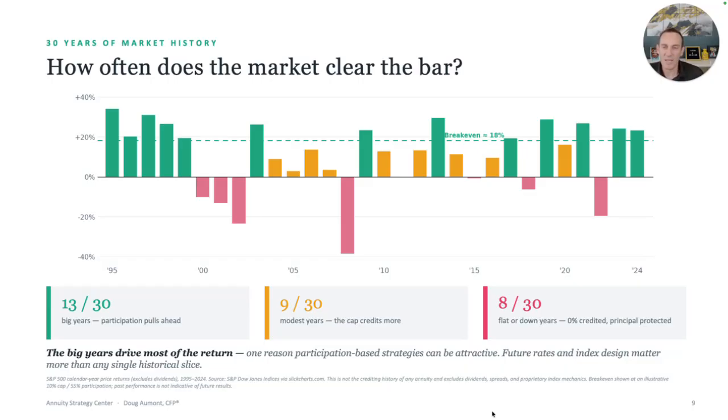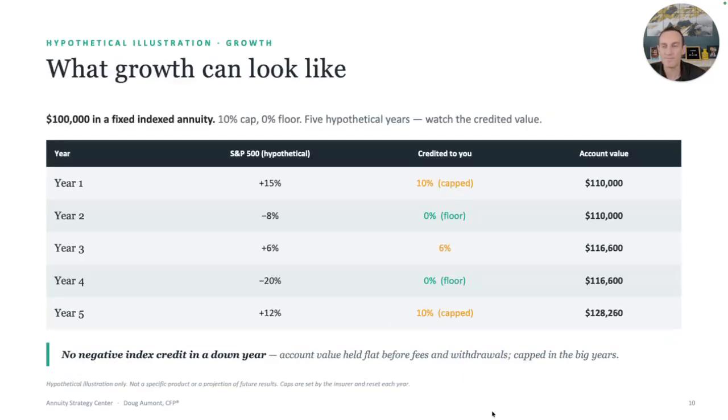So instead of picking whether the market is going to be up big or up little from year to year, I often will allocate a portion of your account to something that has a participation rate and something that has a cap rate. That way we can benefit in both market environments. And here's to illustrate what that can look like.